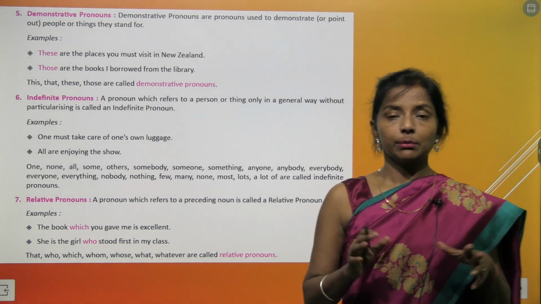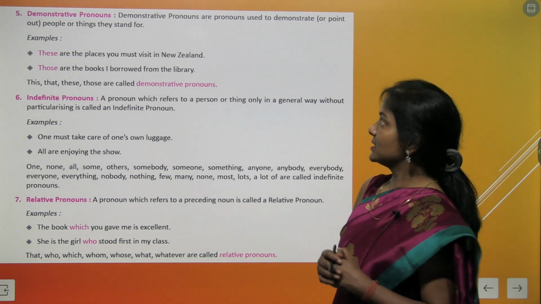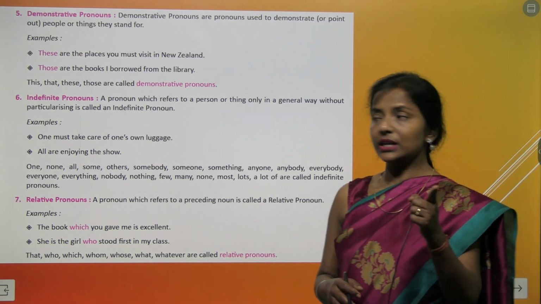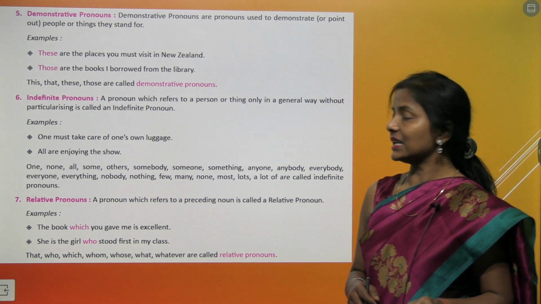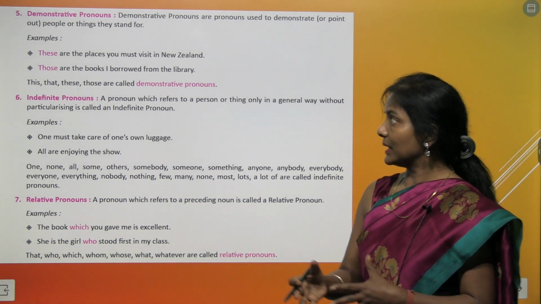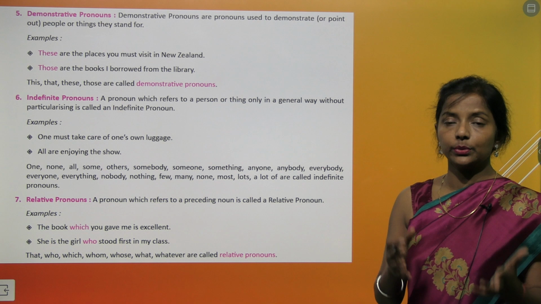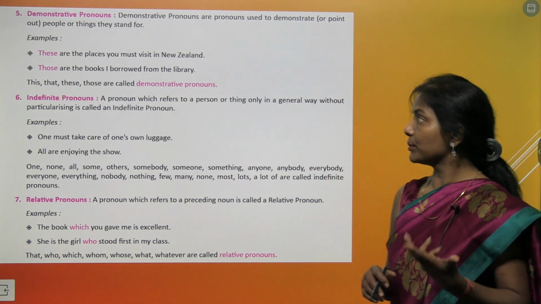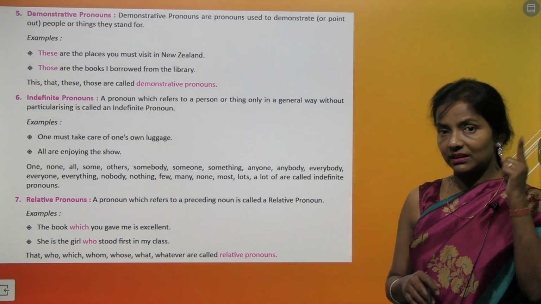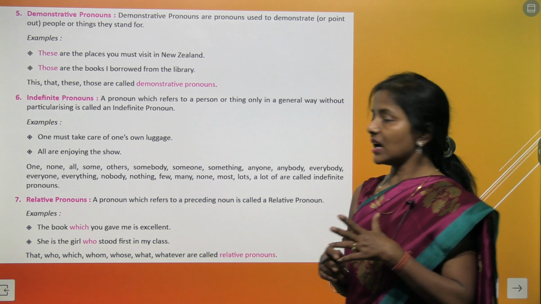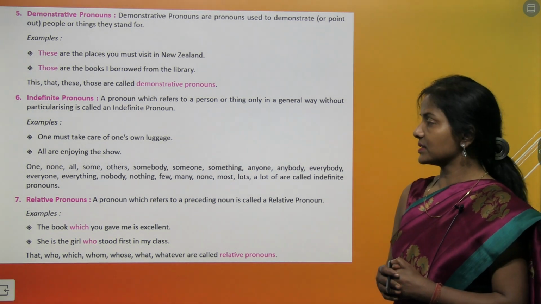Next is the demonstrative pronouns. Demonstrative pronouns are pronouns used to demonstrate or point out the people or things they stand for. These are the places you must visit in New Zealand. Those are the books I borrowed from the library. Point out करें, those are the books, वही books. This, that, these, those are called demonstrative pronouns.